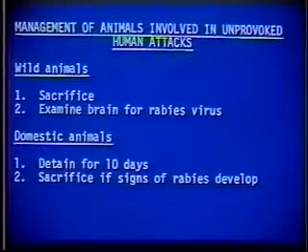How do we handle an animal that has been involved in an unprovoked human attack? In other words, the human did nothing to provoke this attack by the animal. Well, if this attack is by a wild animal, it is unnatural for a wild animal to attack a human, and so we would consider this to always be suspicious of rabies in an area in which rabies occurs, and the animal should in fact be sacrificed if it is available, and the brain examined for the rabies virus.